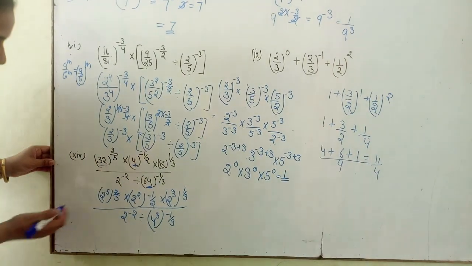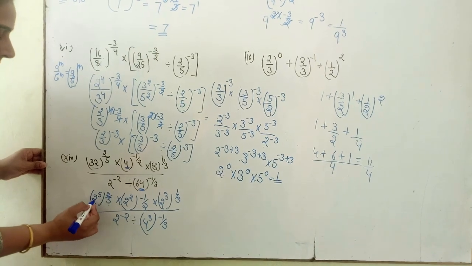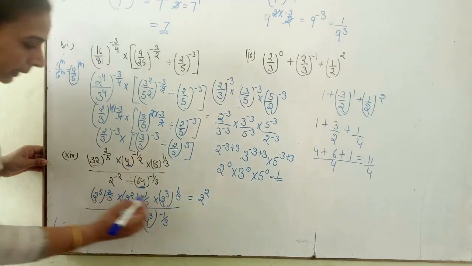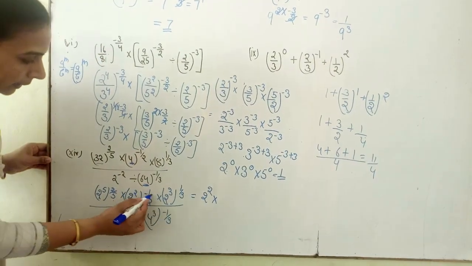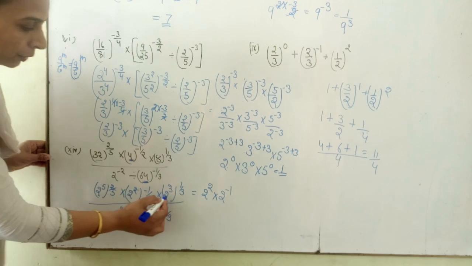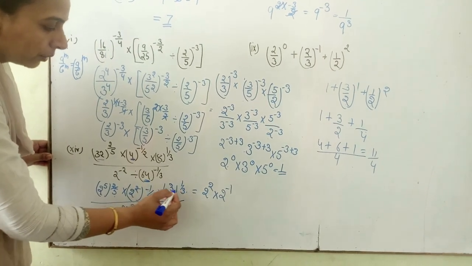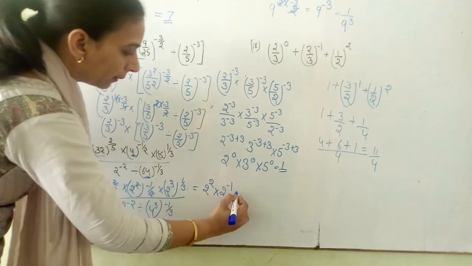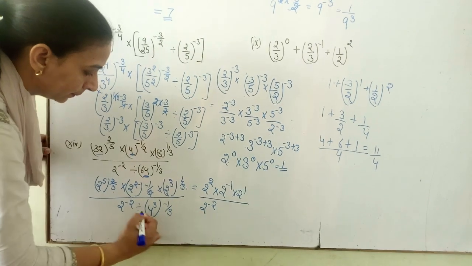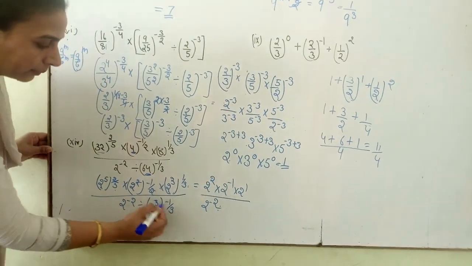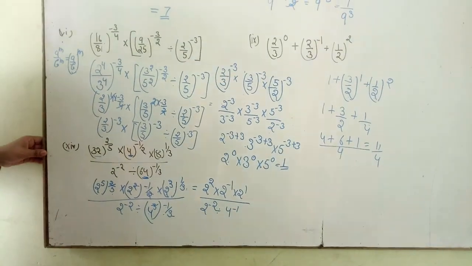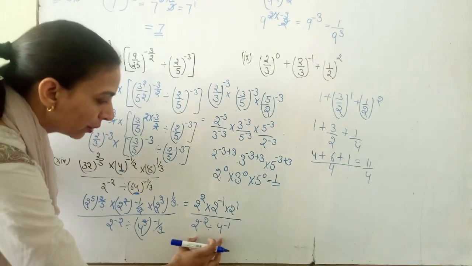Clear? Again solve. When power to power multiply, then the powers cancel, so only 2 raised to the power 2. Multiply: when power to power multiply, we get 2 raised to the power minus 1. Again the same: 2 raised to the power 3 multiplied by 1 by 3, then according to the power law the 3 cancels, 2 raised to the power 1, divided by 2 raised to the power minus 2 as it is, divided by the same, power to power multiply, then 3 cancels, 4 raised to the power minus 1. Clear student? Then complete.